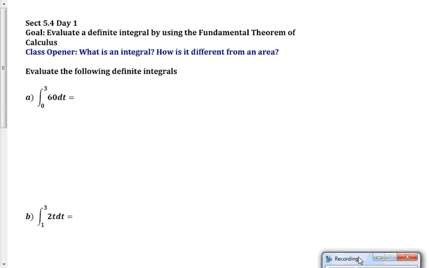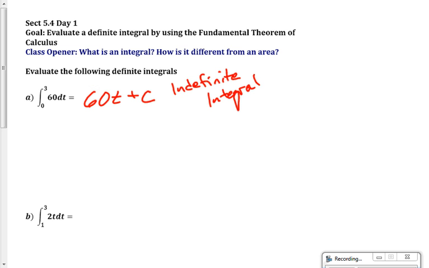This first one, if you got 60t plus C, you're thinking in terms of an indefinite integral, and that was what we started with at the beginning of chapter 5. And that actually is going to come into play today, but what I want you to go back to is the fact that that definite integral, which we learned a couple of days ago, is equal to a sum of an infinite number of rectangles on a certain area.